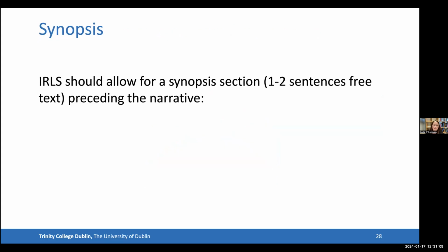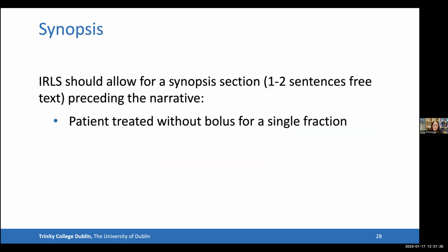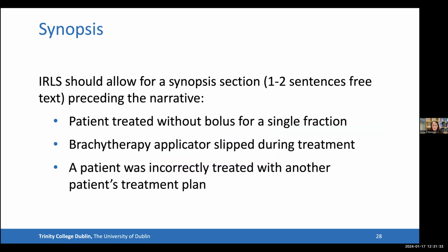I suppose the first recommendation that we've included is that incident reporting and learning systems should have a short synopsis at the very beginning. So 1 to 2 sentences of free text, preceding the narrative, just describing what exactly happened. So we can get a snapshot at the initial stages as to what the main cause of the incident was. So these are just some examples here. Again, 1 to 2 sentences presenting a clear summary of the incident or near miss.